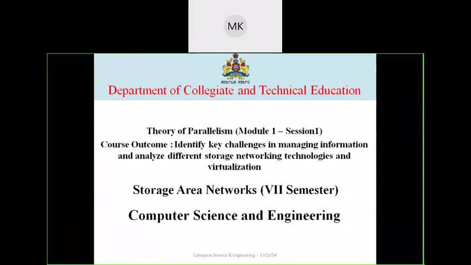The course outcomes: here we are going to learn identifying the key challenges in managing information and analyze different storage networking technologies and virtualization.